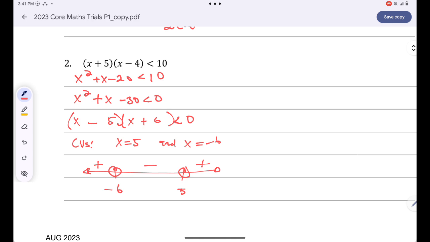I'm looking for the values of x that will give me a negative answer. Less than 0 simply means negative. Where do I see negative on my number line? When x is between negative 6 and 5. You can write your answer like this, or simply say x is an element of (-6; 5).